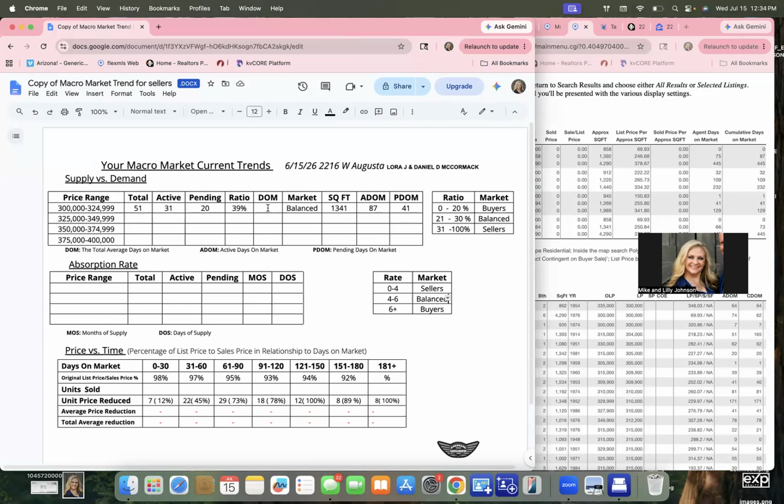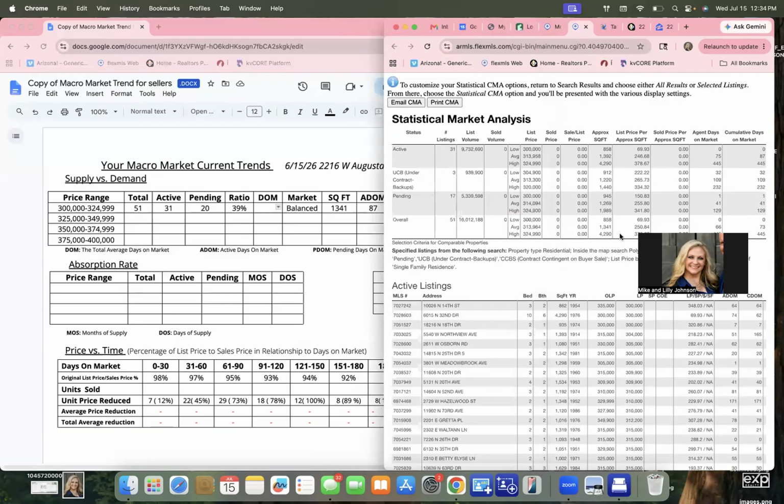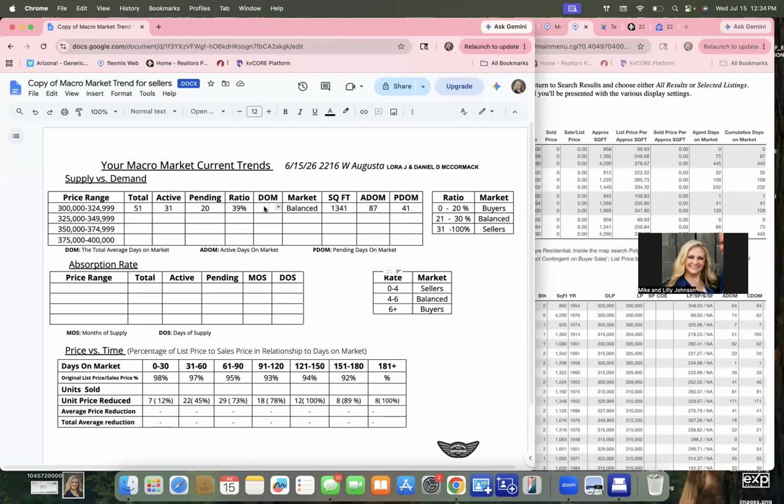Okay. So the average days on market is 73, which is this number right here. If you look at the overall and then the 73. So I'm going to put that there. Okay. All right. So we're done with one land. Yay.